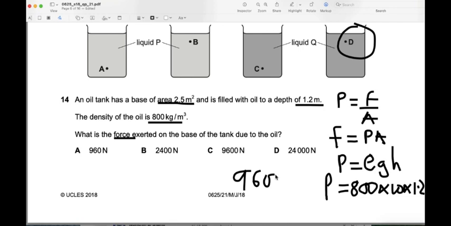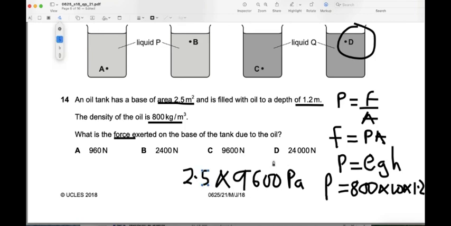So they will go and put this 9,600 in the options for you. Some student will just reach here and see 9,600 and circle the answer. Remember, they did ask us to calculate the force, not the pressure. You use pressure multiplied by area to get the force. So 9,600 multiplied by the area, which is 2.5. What do we get?